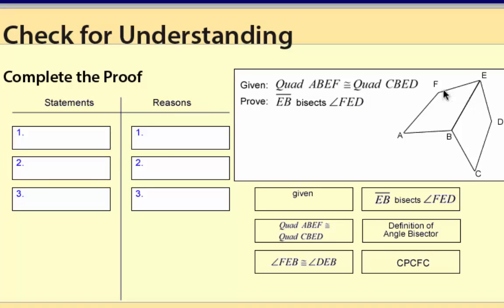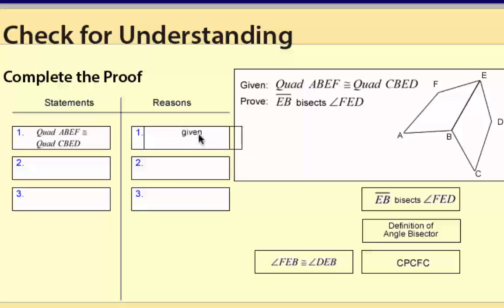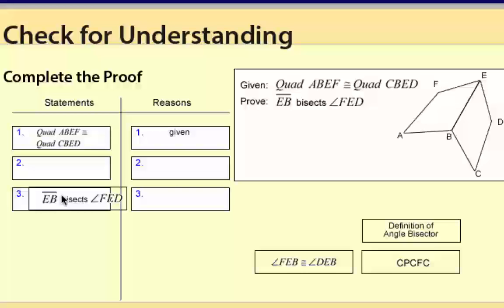Okay, let's start off with a given quadrilateral ABEF congruent to quadrilateral CBED. That's our first statement, and the reason is given. And the proof statement is going to be our last, segment EB bisects angle FED. That goes here. So we're really already halfway done without giving this a whole lot of thought. So there are two reasons and one statement left.